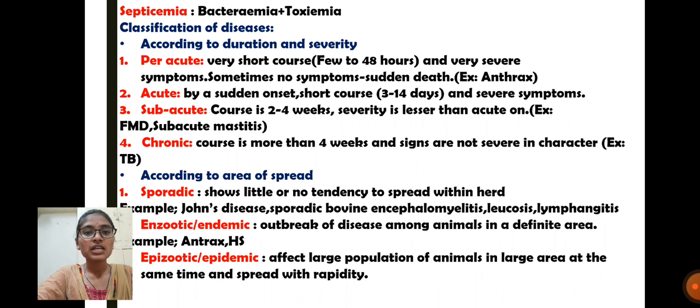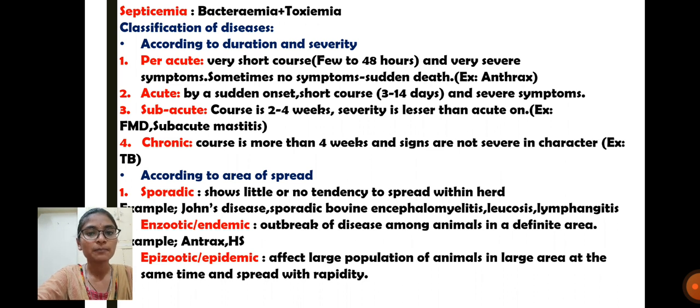There are some classifications of diseases. The first one is according to duration and severity. There are four: peracute, acute, subacute, chronic. Peracute is a very short course, like a few hours to 48 hours, with very severe symptoms. Sometimes there are no symptoms and the animal will die suddenly, for example, anthrax.